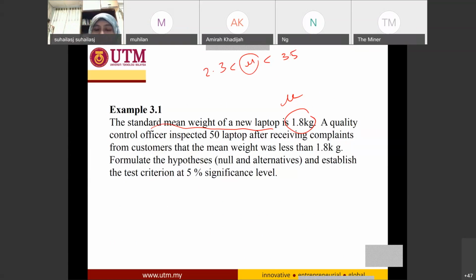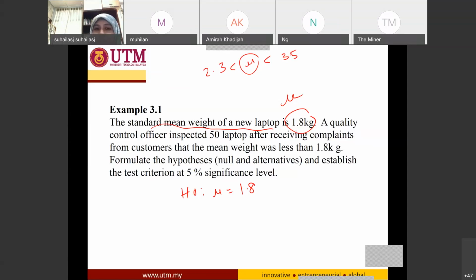Okay. So standard mean weight of a new laptop is 1.8. So maksudnya, this is your null. Mu kamu ditetapkan adalah 1.8. Okay, in your null hypothesis, there is only one way how you can write your null hypothesis. Mesti ada tanda equal sign. Mu equal to something. Dia tak boleh jadi mu less than, mu greater than, tak ada. Okay, that is in your alternative hypothesis.